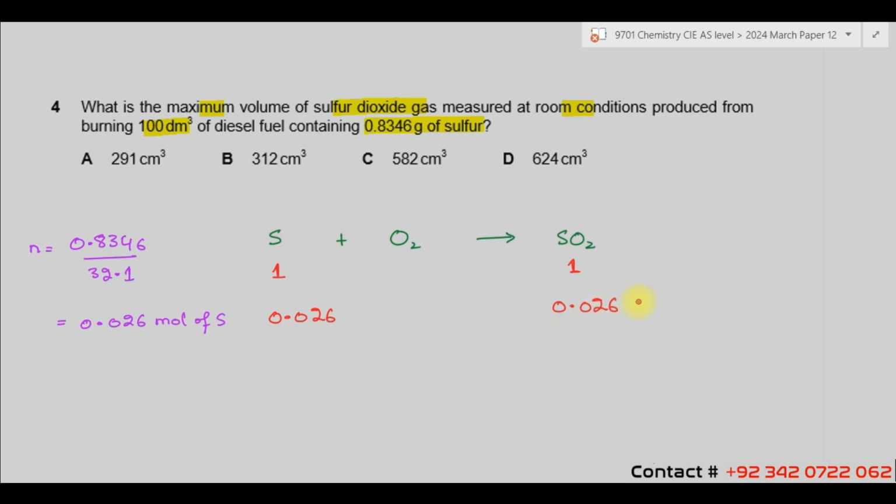So now we have this many moles of gas produced. As we have room conditions, we can convert these moles into volume. So volume equals moles times 24 dm³ or 24,000 cm³. So 0.026 times 24,000. Volume of sulfur dioxide gas is 624 cm³. Correct answer is D.